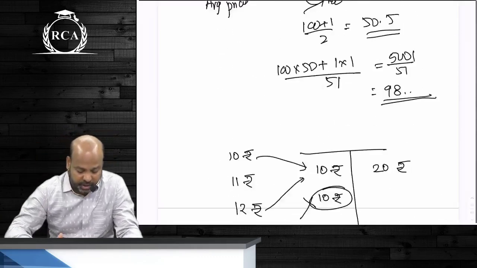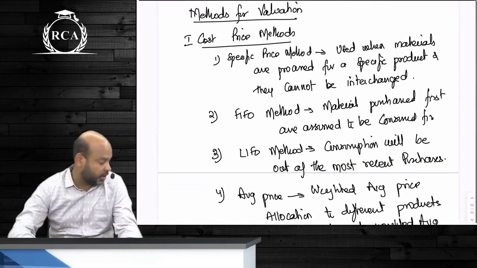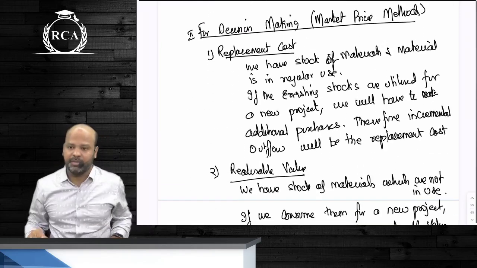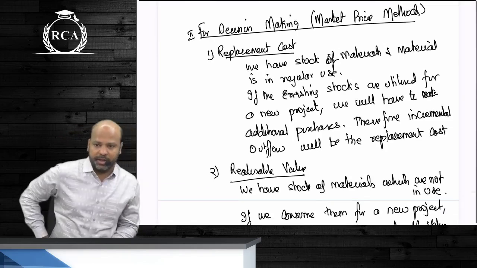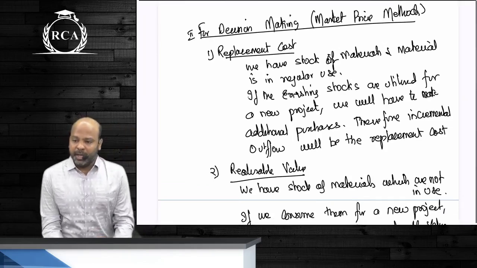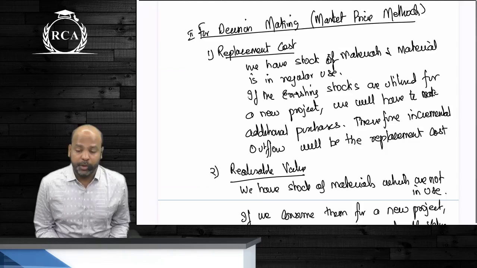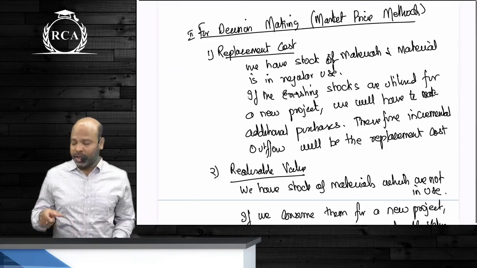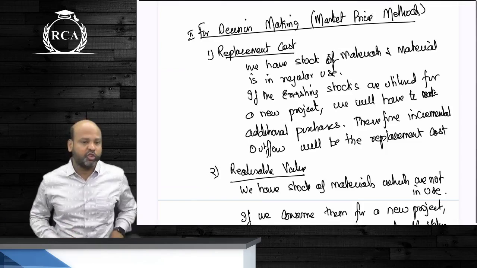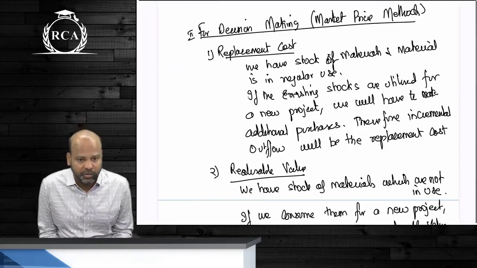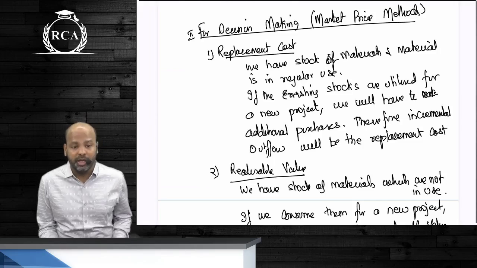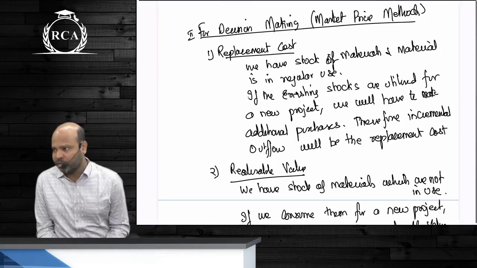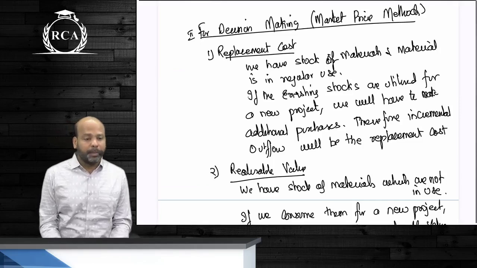Then I also said, under methods for valuation, if it is for decision making, that is the market price method, where we have replacement cost and realizable value. Both of them come into the picture when you have existing stocks of material and you need it for a new order. If these existing stocks are in regular use and you want to consume them for a new order, then you will anyway have to purchase fresh quantities from the market. That is what will be relevant for decision making: replacement cost.